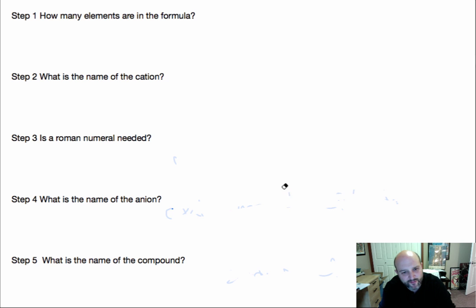So let's do another problem. What is the name of, let's say, this one here? Let's do this one. I'll change the color slightly. Let's go with FeO. So the question here is, how many elements are there?